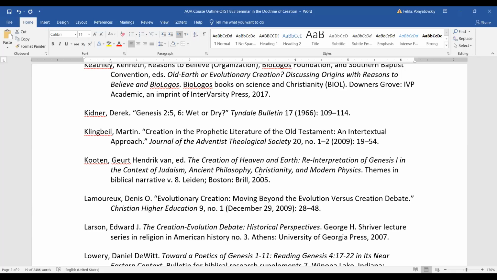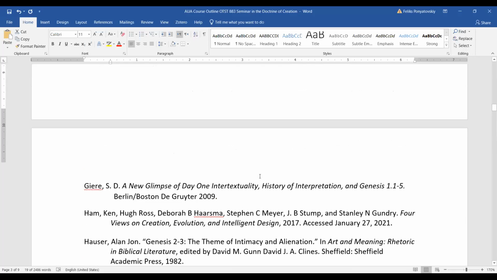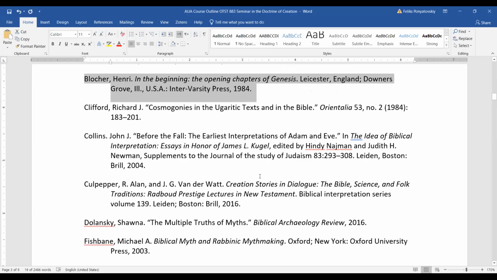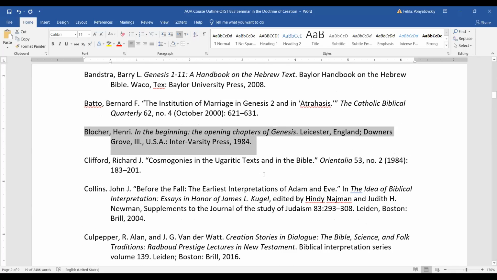Okay. So I'm sending all the books to all of you. But you will choose the one that you will work on. What's the title for Blocher, so that when I see it, I know it is this one? Yes, Blocher, In the Beginning: The Opening Chapters of Genesis. Okay. Thank you, Prof.